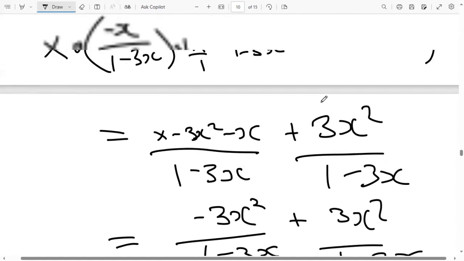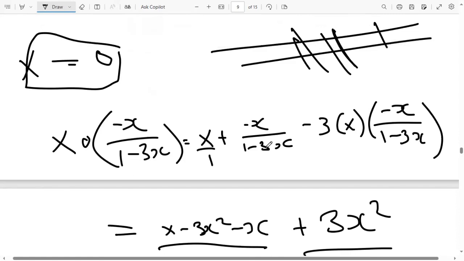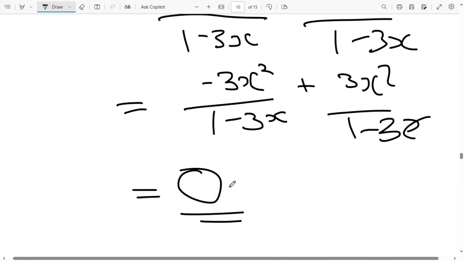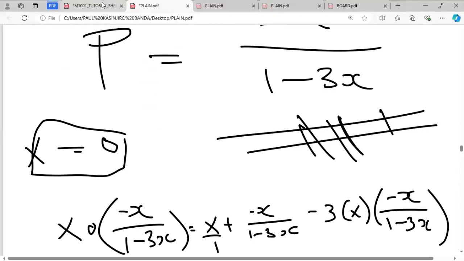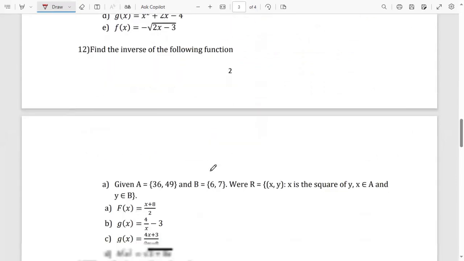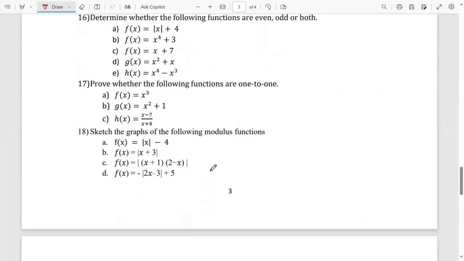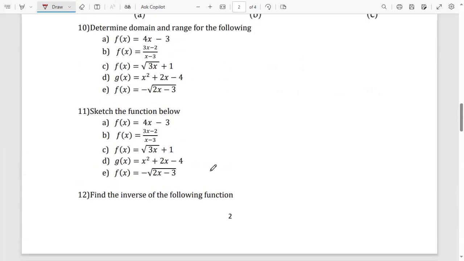But in your answering, in case it comes in the quiz or the test, you don't have to show this part. I was just showing this part so that you understand. All right, so we are done with the 4 questions. Next time we'll continue from question 5 and solve all these questions up to question 19.